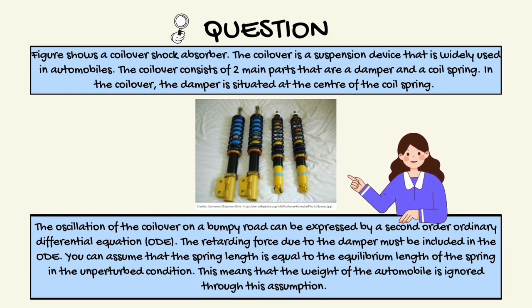For the question, the figure shows a coilover shock absorber. The coilover is a suspension device that is widely used in automobiles. The coilover consists of two main parts, a damper and a coil spring. In the coilover, the damper is situated at the center of the coil spring.